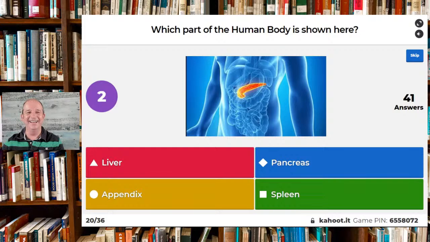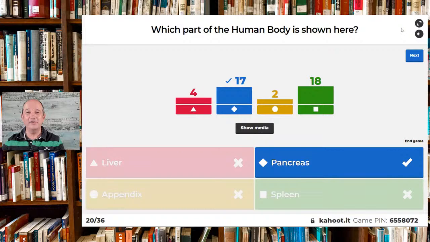Oh, Alan, I'm sorry. It's crashed for you. All right. It's the pancreas is the correct answer. Alan, I'm sorry to hear that you're having trouble with the Kahoot. Beyond our control completely, of course. The pancreas is the correct answer. Yeah, spleen. What does the spleen look like? Where is the spleen? I must try that in a different quiz. 17 of you are getting that one right. Well done. Let's see what that's done to the answer board.